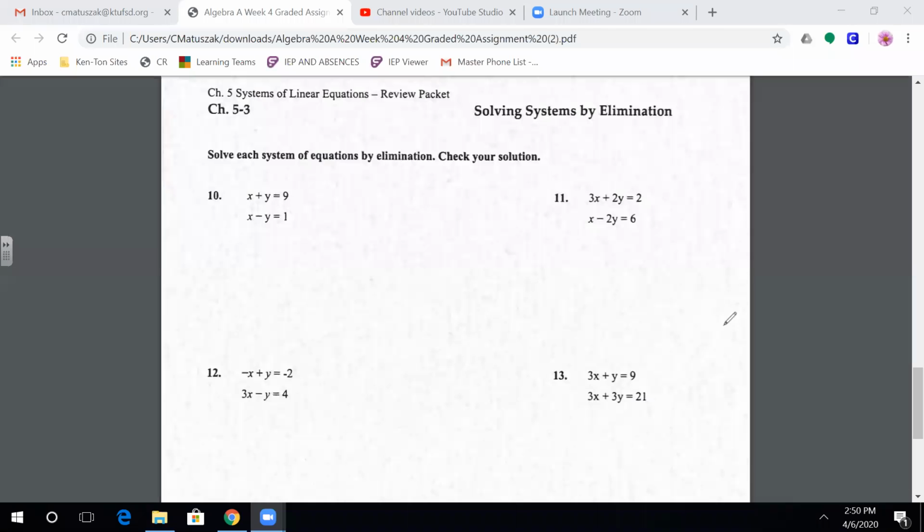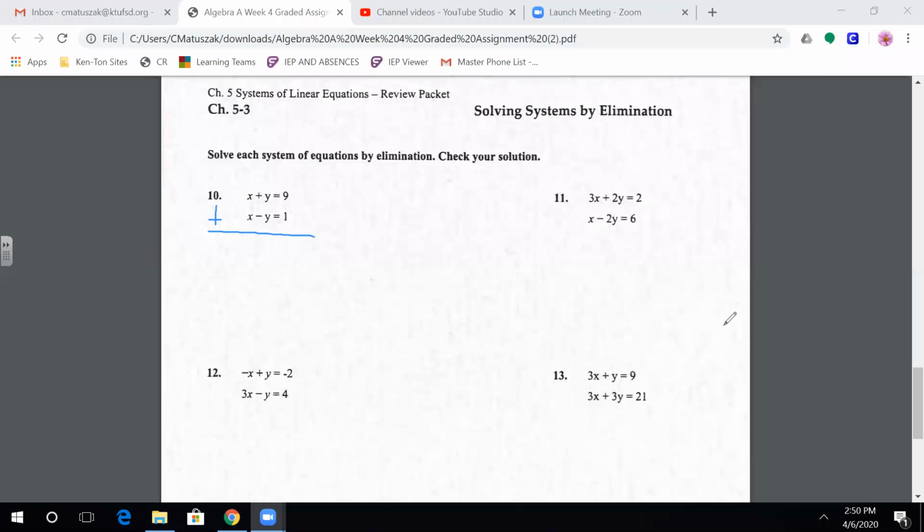Okay, our last page is solving systems by elimination. If you recall, when we did this, what we want to do first, which I already have done for you, is to line up our two equations, putting x's on top of x's, which those two are, and y's on top of y's, which those are. So we're all set in that fashion.